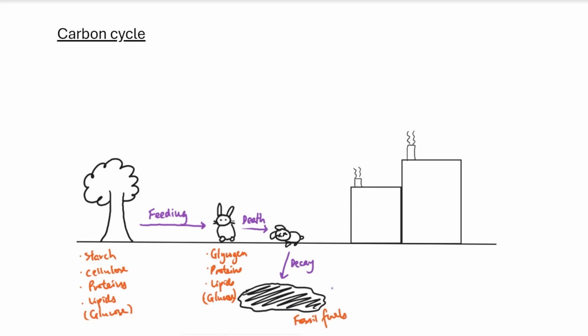And these fossil fuels can be extracted by humans, and the fossil fuels will then be burnt in the factories, for example, or the power stations, and they would release carbon dioxide into the air. And this process is called combustion or burning. And carbon dioxide is probably one of the major things that we talk about in the carbon cycle because we've got so much of it in the atmosphere.